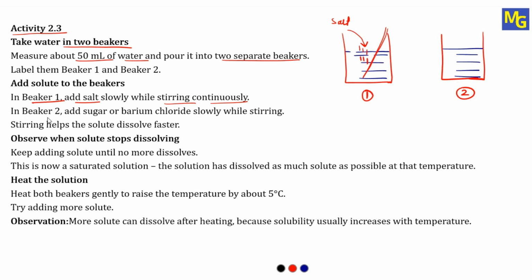In beaker 2, add sugar or barium chloride slowly while stirring. So in beaker 2, you can add either sugar or barium chloride, that is BaCl2. You have to add it slowly with constant stirring. Here also there is a glass rod. Add a little bit of barium chloride or sugar and stir it well. Stirring helps the solute dissolve faster.